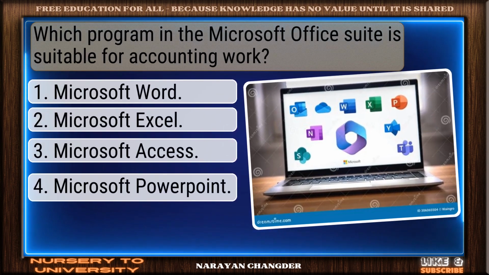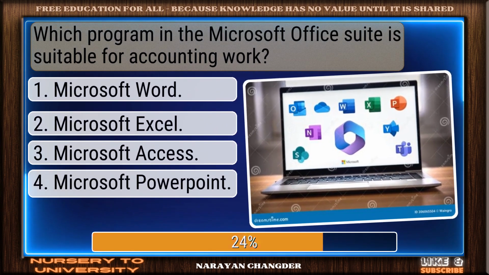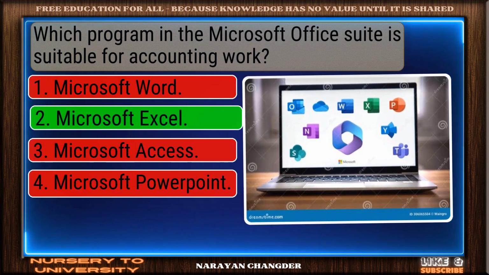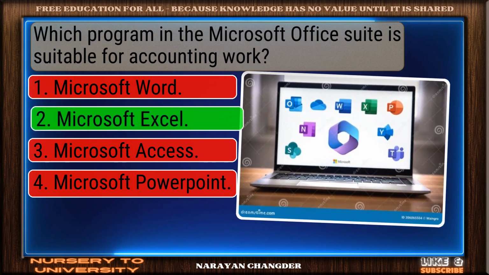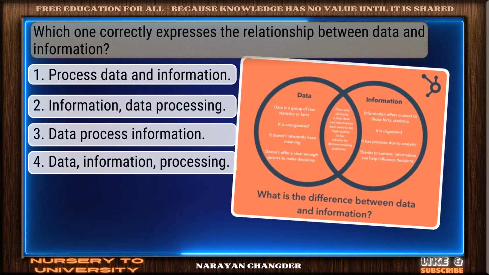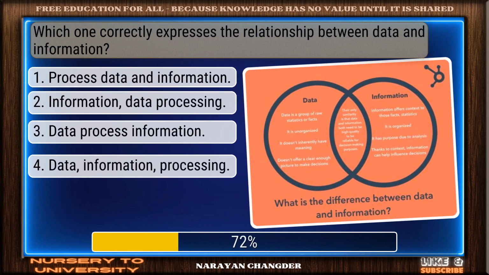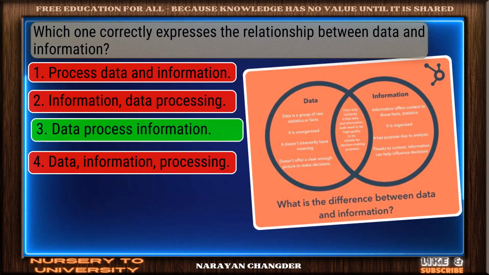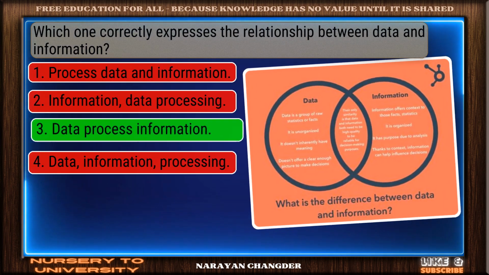Which program in the Microsoft Office suite is suitable for accounting work? Well done. Microsoft Excel is the right choice. Which one correctly expresses the relationship between data and information? Excellent choice. Data processed into information is the right answer.